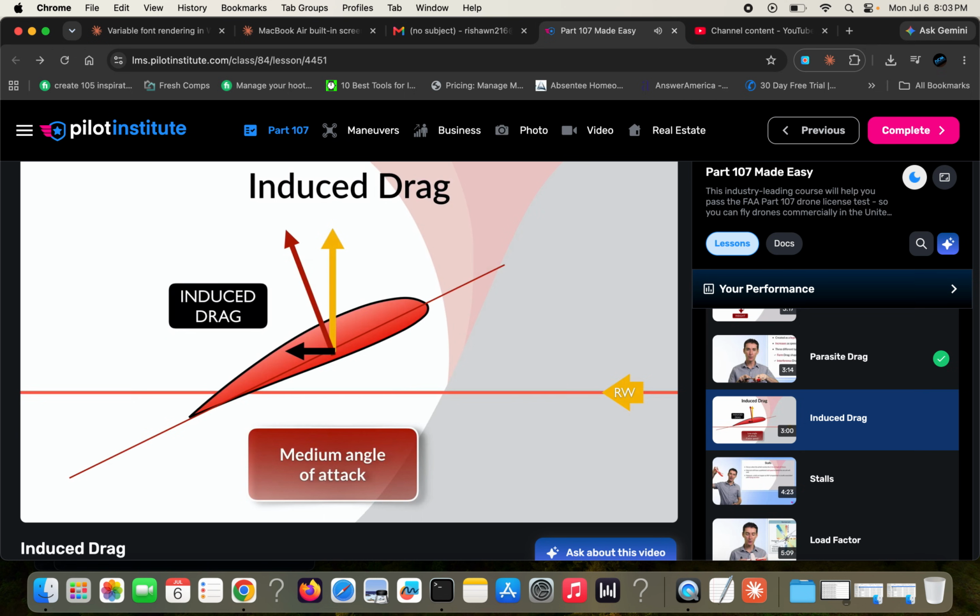If the initial tendency is for the aircraft to go back to where it was before, then that's good. That's positive static stability. If my aircraft is going to do the same thing, go back down, go back up, go back down, and do this forever, it's going to be neutral.